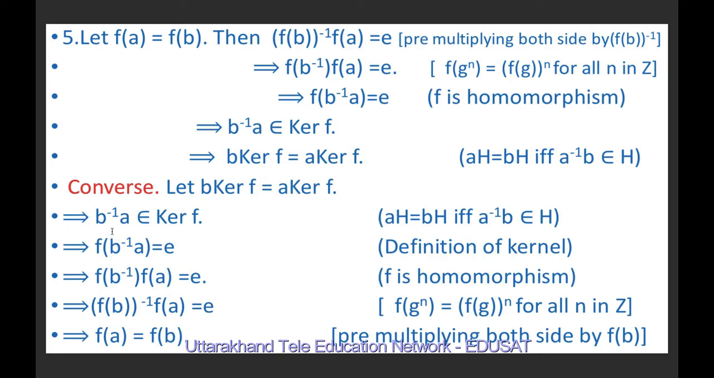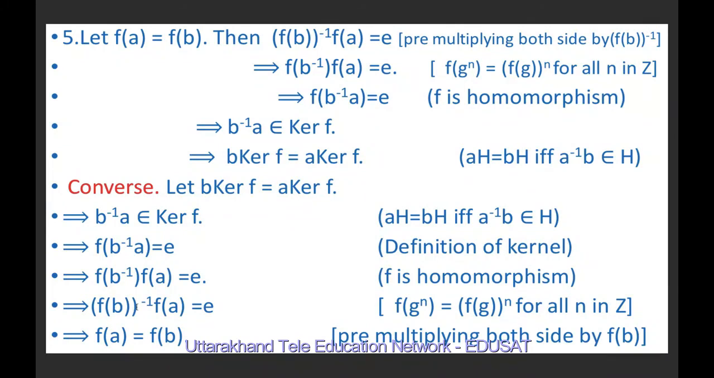So because B inverse A is an element of kernel of F, F of B inverse A is equal to E, the identity element, by definition of kernel. So this implies F(B inverse) into F(A) is equal to E, because F is a homomorphism, it preserves the group operation. So F(B inverse) F(A) is equal to E, because F(gn) equals F(g) F(n) for all n in Z.